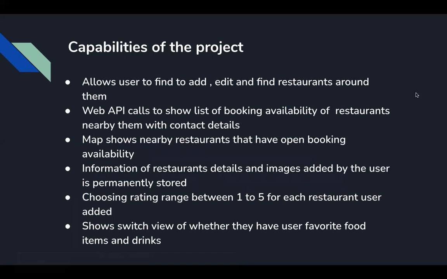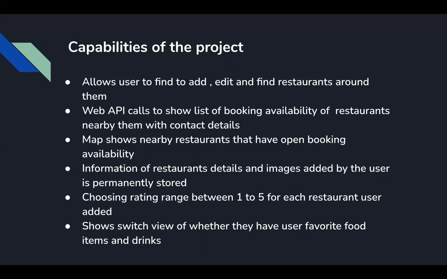The capabilities of the project. So the app which I made allows users to find, add, and edit restaurants which are available around them. There's a web API call to show a list of booking availability of restaurants nearby with contact details. The map shows nearby restaurants that have open booking availability. Information of the restaurant details and images which have been added by the user, as seen in the demo video, is permanently stored.